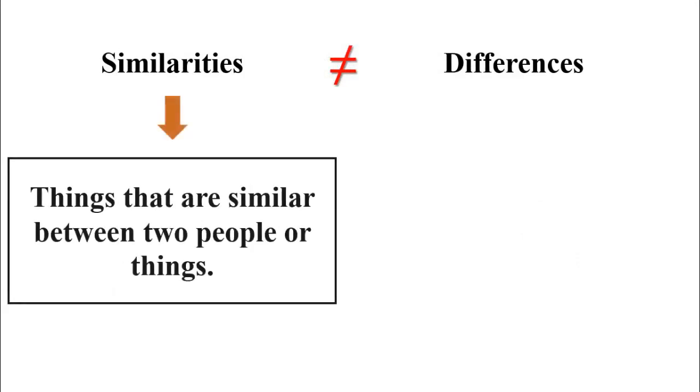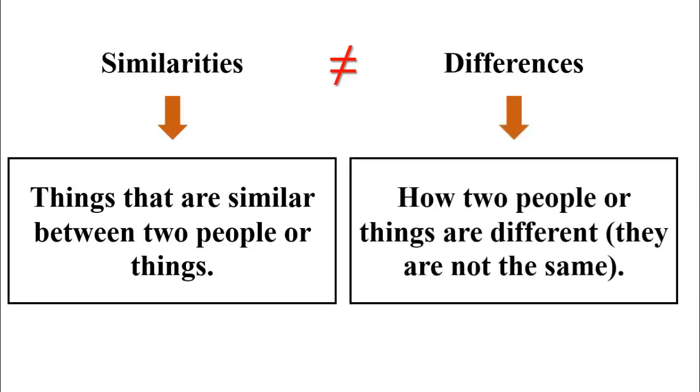When we talk about similarities, we talk about things in common between two things or how similar these two things are. The opposite is differences. What we mean by differences is how two people or things are different, to show that they are not the same. So as we said, a compare and contrast essay is an essay in which we show how similar or different two things are. I will show you an example to understand more.